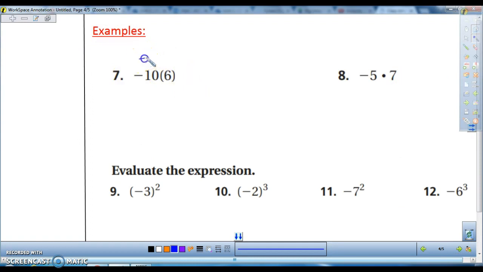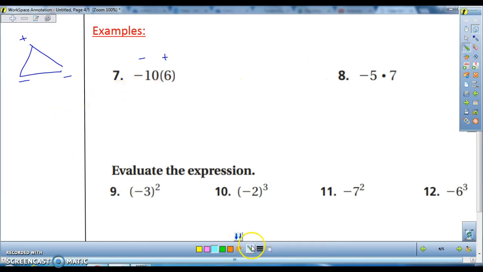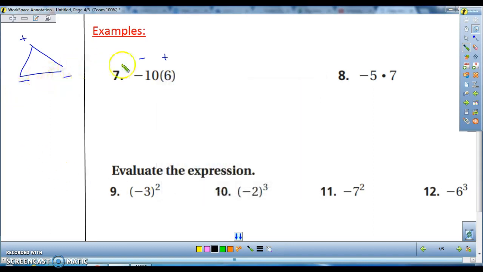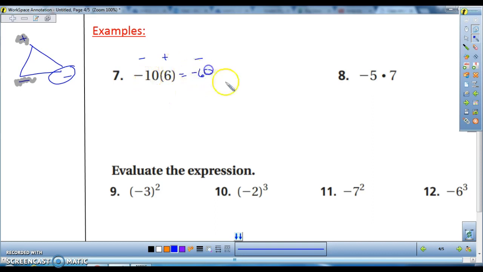A negative times a positive. Here's your trick if you forget what's going on. We're going to use this plus minus minus triangle. We have a negative, so I'm going to cover up this negative here. We're going to cover up this negative, so I have a negative times a positive. What do we have left outside of our plus minus minus triangle? A negative. Our answer is going to be negative if we forget. And 10 times 6 is 60, so negative 60.